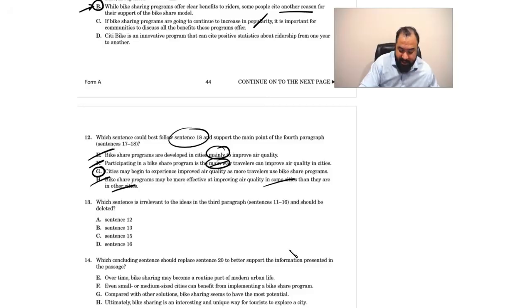So 13 says, which sentence is irrelevant to the third paragraph?